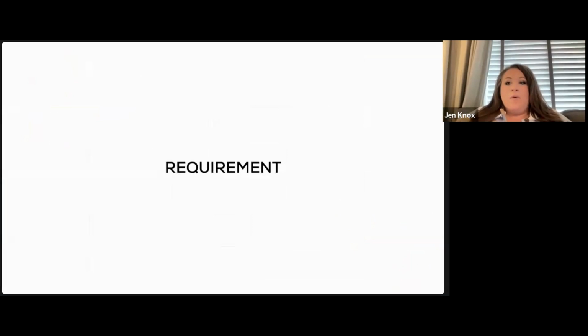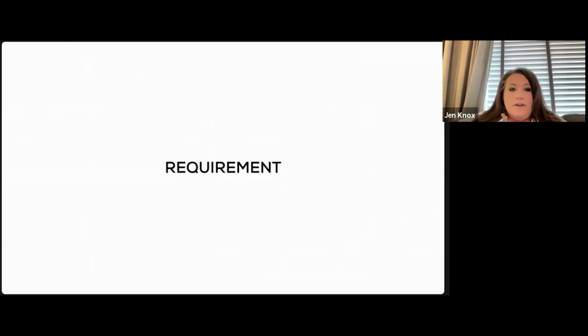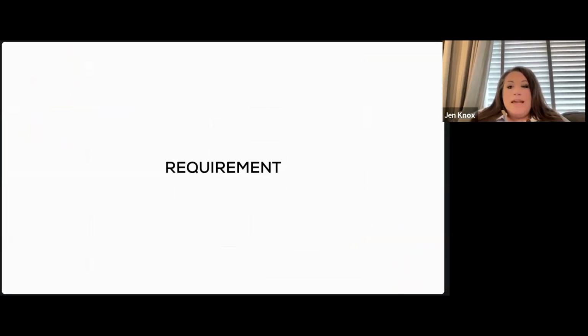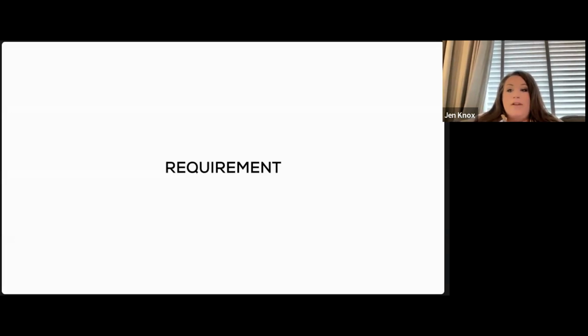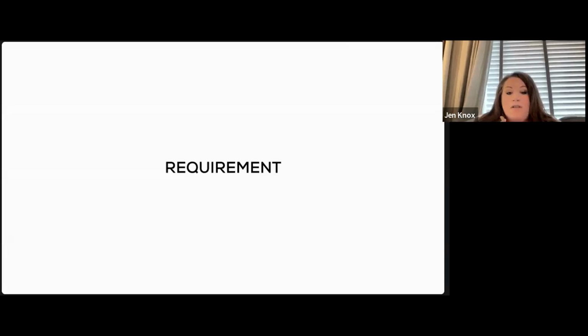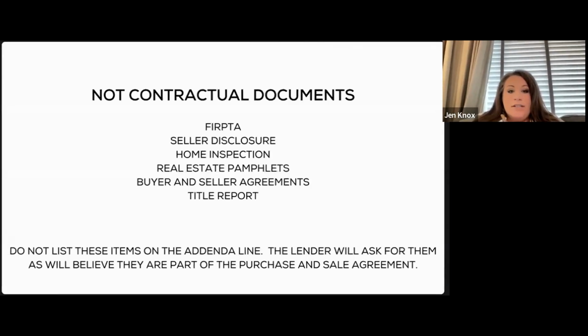So I wanted to talk about the requirements that we have to meet when we use Form 35R. Form 35R is, in fact, part of the contract, and it's a requirement that everybody who is party to the contract receives a complete copy of that. So if you're working with lenders or escrow, they are required to receive a complete copy of all the contract and all the addenda. So what is not part of the contract?